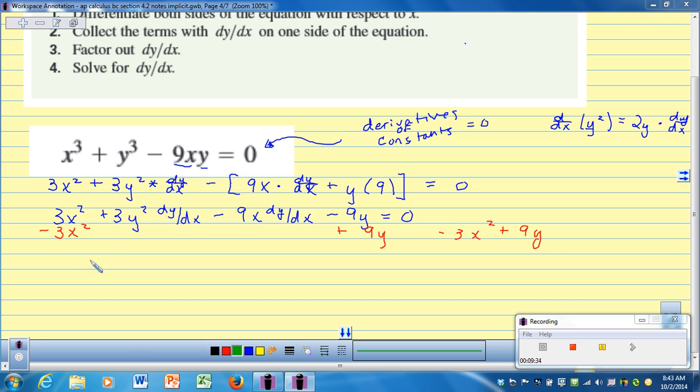And I now have 3y squared dy/dx minus 9x dy/dx equals negative 3x squared plus 9y. All right, so we've differentiated both sides. We've collected our dy/dx's on one side of the equation. Next, we will factor out dy/dx.